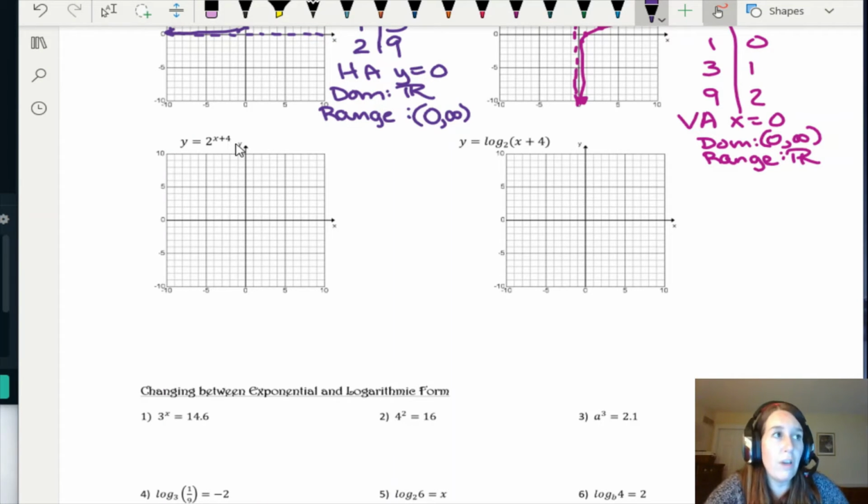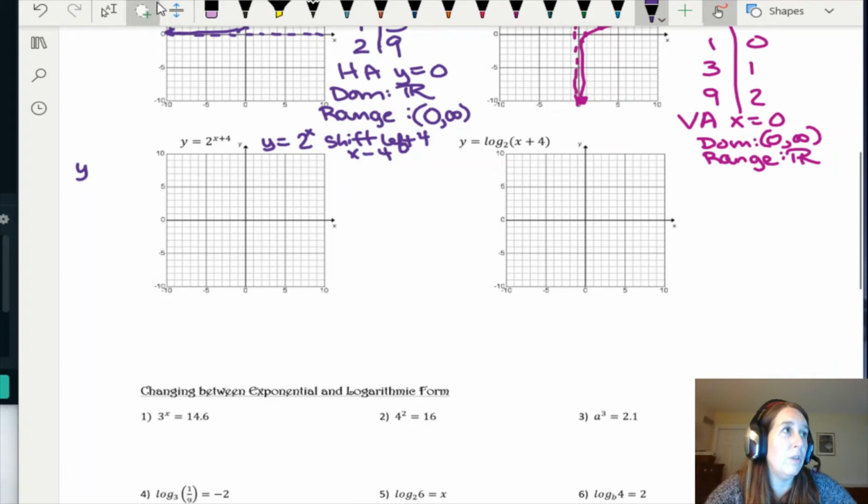Instead, if you want to, the original graph would be y equals 2 to the x, and then it's a shift, let's see, to the left 4. In other words, it's x minus 4. So your original y equals 2 to the x, we have a chart of that above, but since I can't see it, I'll write it down for us.